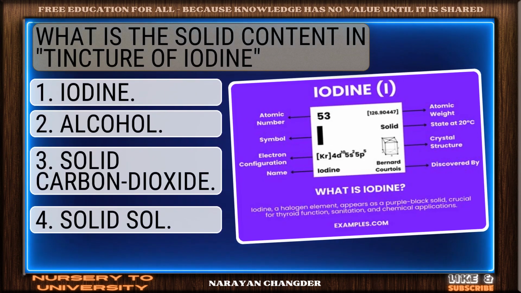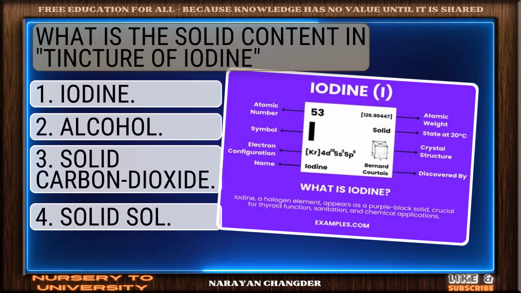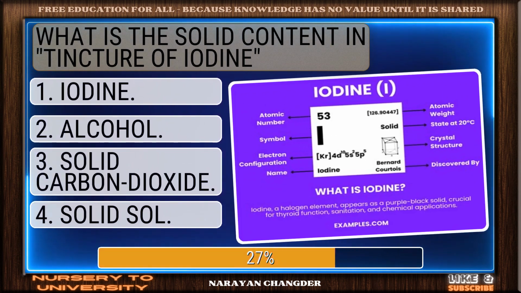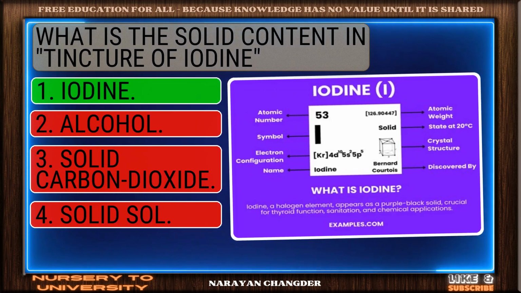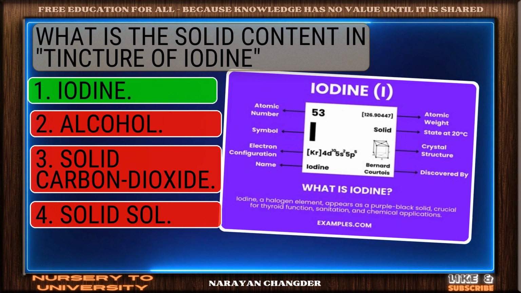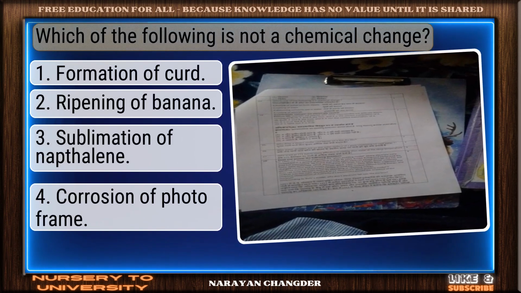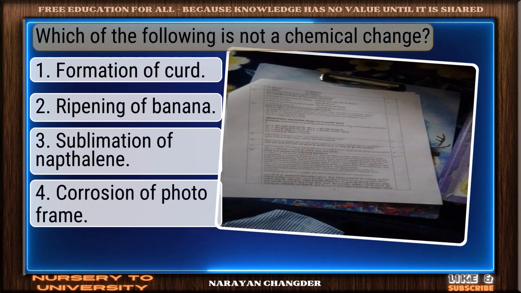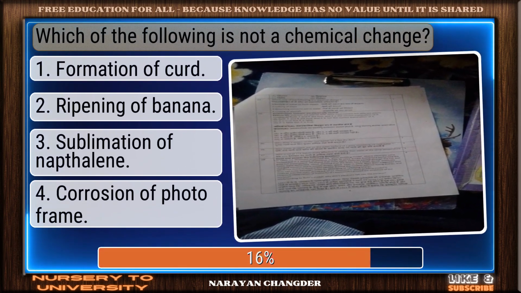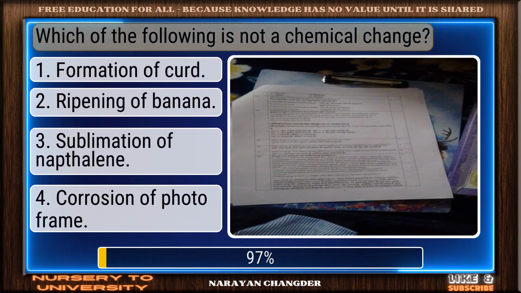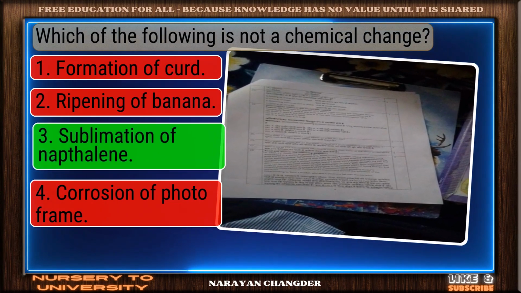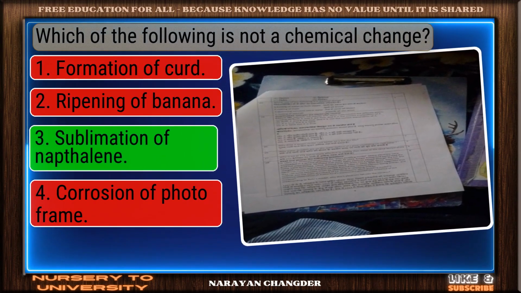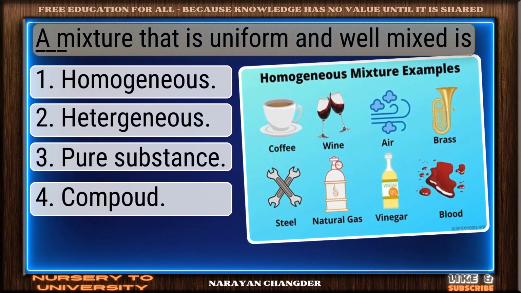Question number 190. What is the solid content in tincture of iodine? Strong choice. Iodine is the right answer. Question number 191. Which of the following is not a chemical change? You chose sublimation of naphthalene. And it is correct.